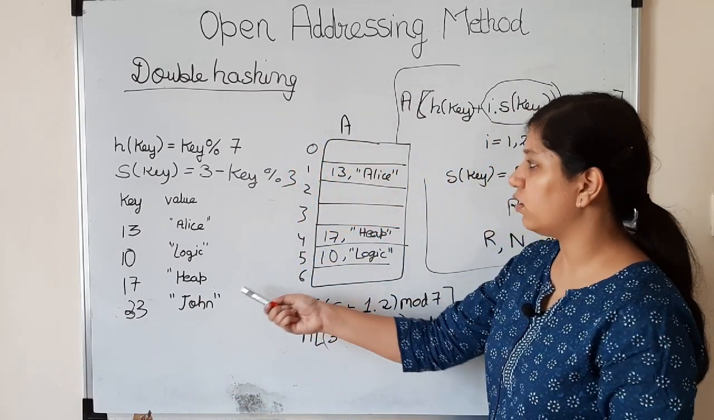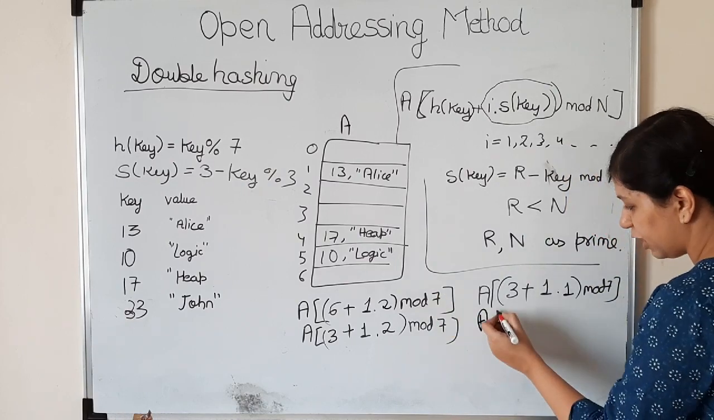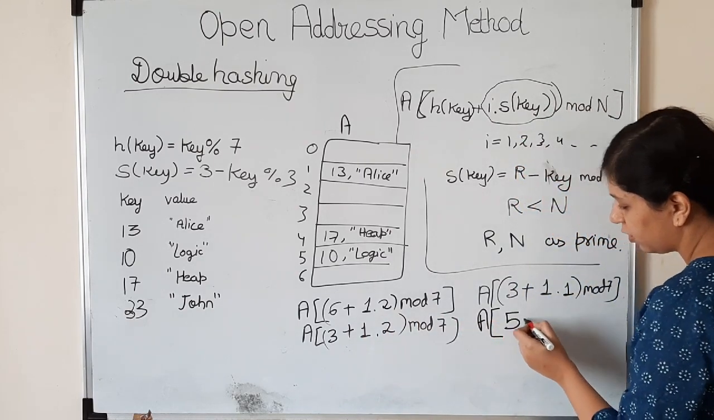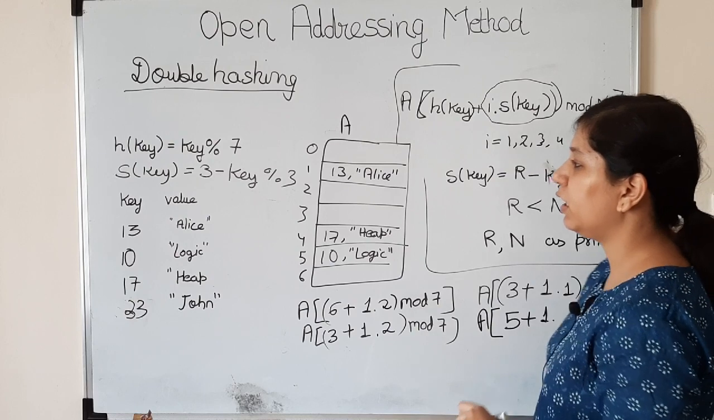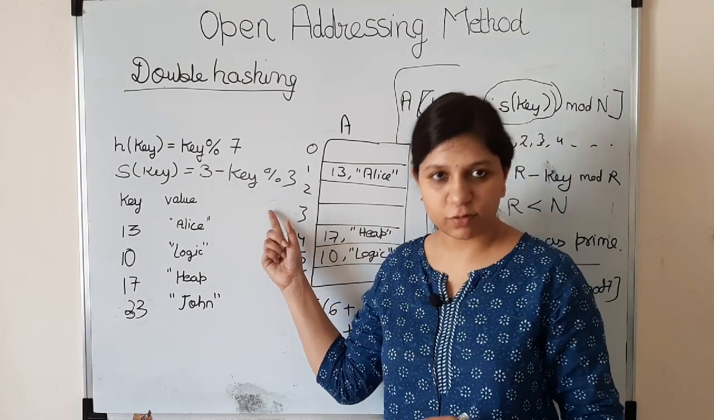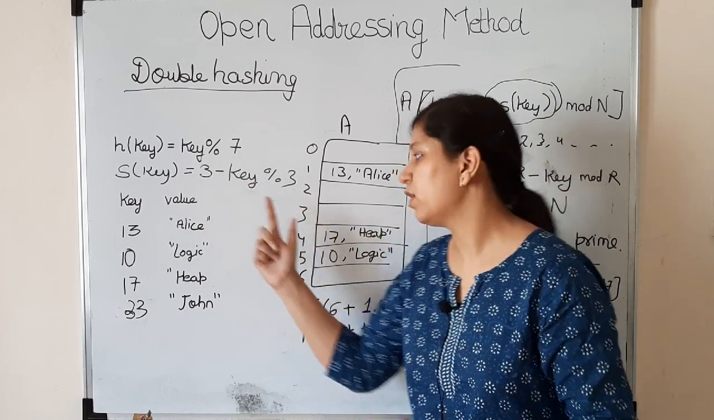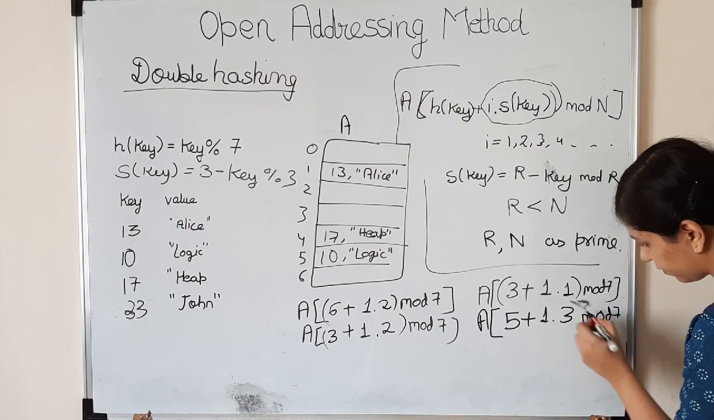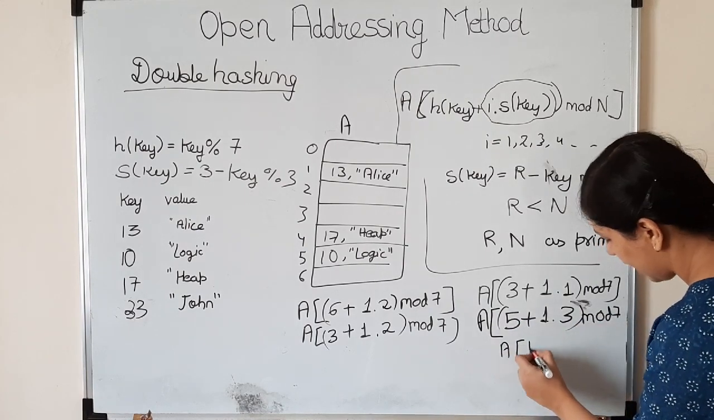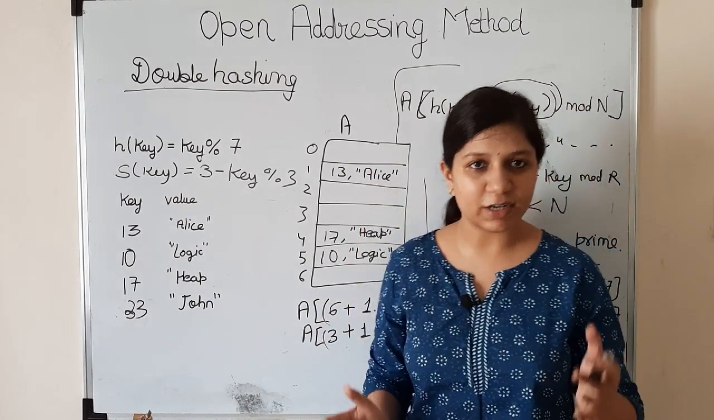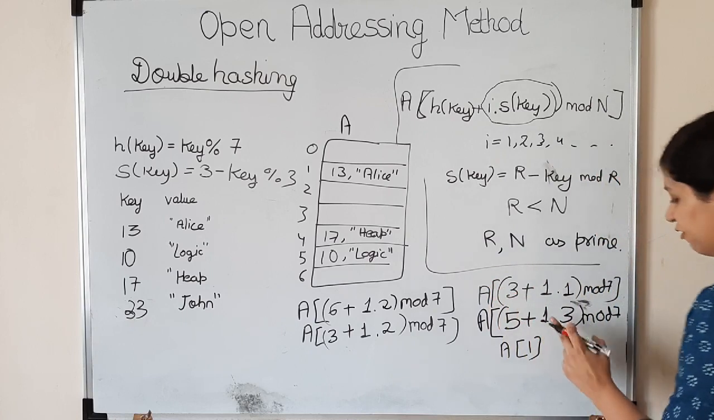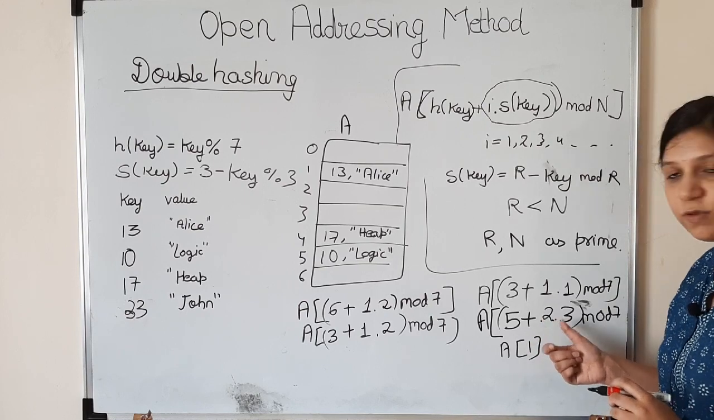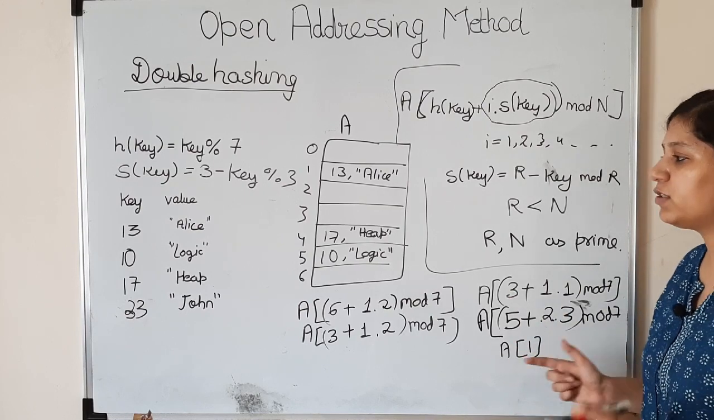So 33. In the case of this last key value pair, 33 modulo 7 is going to give you 5, right? Plus i is 1 initially. 3 minus 33 modulo 3. So 3 minus 0. So 5 plus 3, 8 mod 7, right? So this is going to give you index 1. Now index 1 is already occupied. So what will you do? You will increase the value of i. Okay. So 5 plus 6, 2 into 3 is 6. So 5 plus 6 is 11. 11 mod 7 is 4.